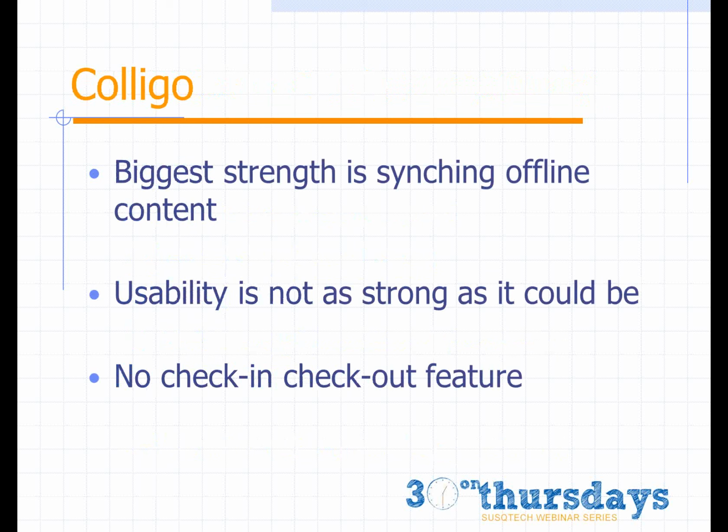So I'm going to go to Colligo first. And it's Colligo out of the box. The biggest strength is its offline syncing. And anyone who's used some of their other products, they have really good products for Outlook integration, things like that. But the thing I found with their app is that their usability isn't as strong as it could be. And I'll show you a little bit about what I'm talking about. And there was no check-in, check-out feature, or at least none that I found within the interface. So if it's there, which I don't believe it is because none of the documentation indicated that, it really wasn't a good experience from an editing capability.